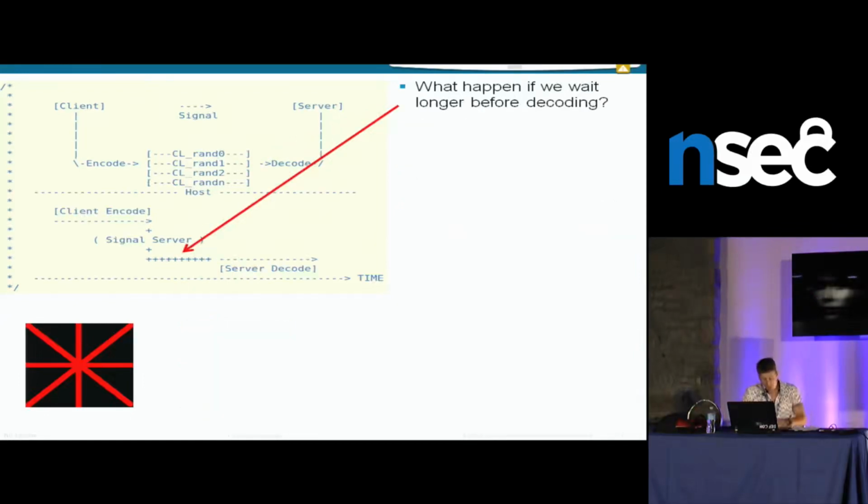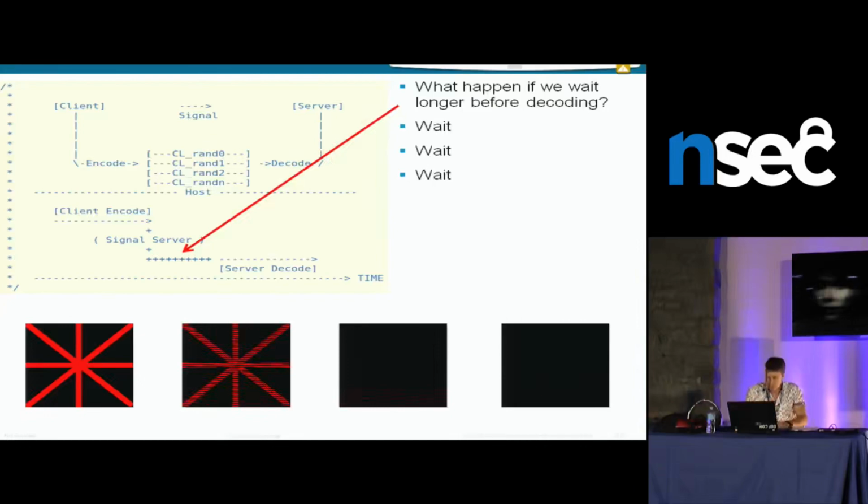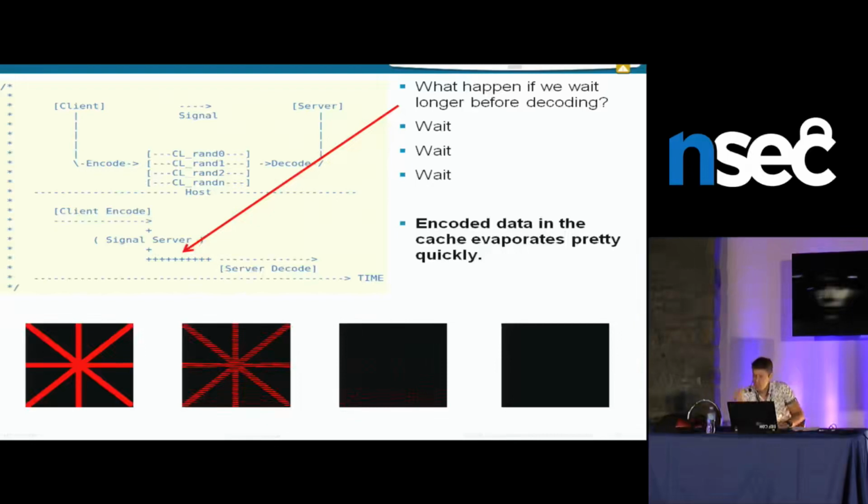Now there is another problem that I face, okay? What happens if you wait a little bit longer before doing the decoding? Let's say you wait, and you wait. Well, we clearly see that the time from when you encode the data to when you decode the data has to be very small. Otherwise, the other stuff that is running on the system will pollute the cache and erase your data totally. In other words, the encoded data that you put in the cache will evaporate pretty quickly.